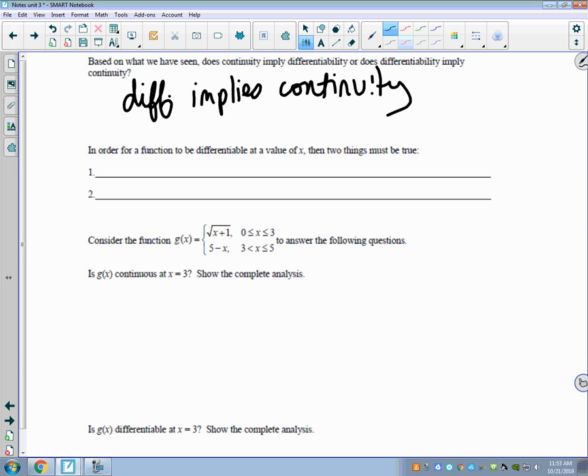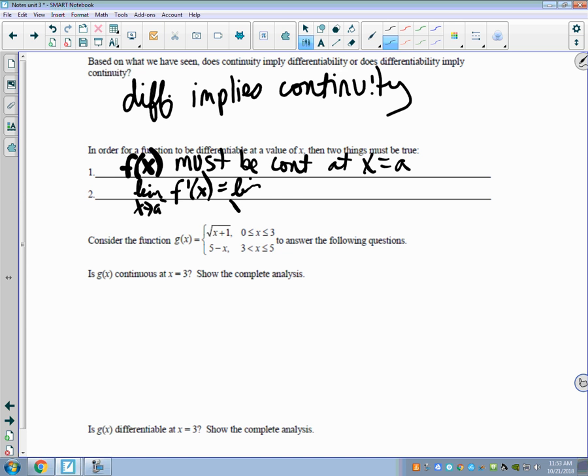In order for a function to be differentiable at a value x equals a, two things must be true. One, f of x must be continuous at x equals a. And the other is that the limit as x approaches a from the left of the derivative must equal the limit as x approaches a from the right of the derivative. So basically the left and right hand limits need to be the same.